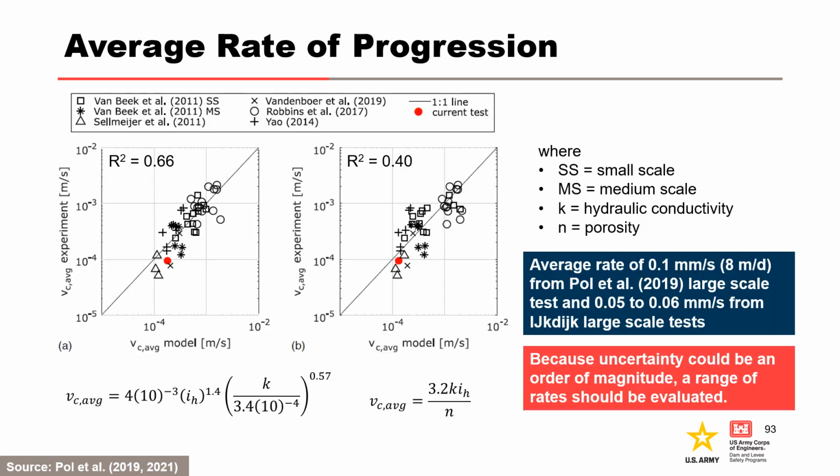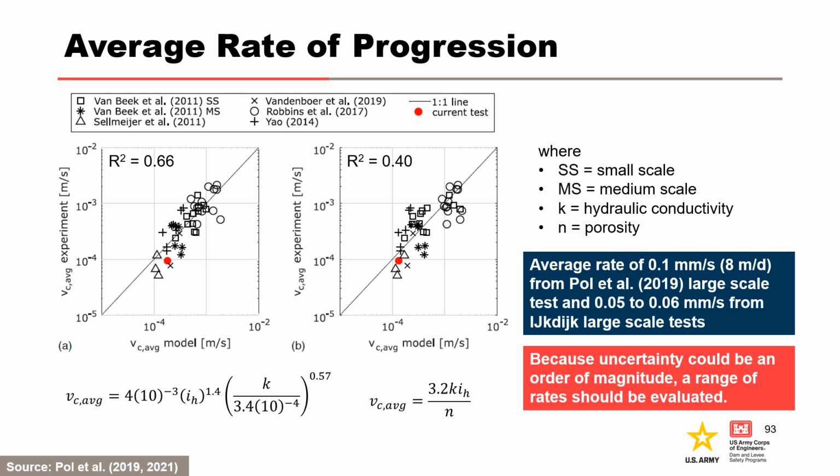Based on 45 laboratory tests from 6 data sets, Pohl et al. 2019 proposed two equations for the average BEP progression rate. The rate is a function of average hydraulic gradient, soil properties of hydraulic conductivity and porosity, and empirical coefficients. On the left is a multivariate fit, and on the right is an equation based on KESD 1979 that is based on the assumption of proportionality between progression rate and pore velocities at the pipe tip.